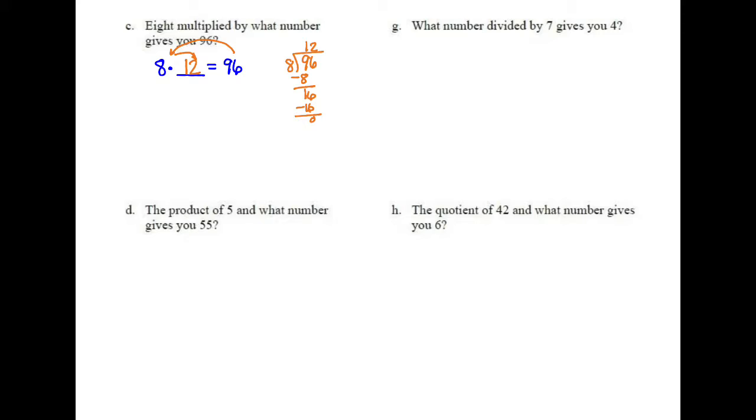Okay, let's go down. So the product of 5 and what number? So we're timesing. Gives you 55. Okay, so we're going to do the same thing to find our answer. We're going to undo multiply by dividing. So 55 divided by 5. You probably already know that, but let's go ahead and do it. 5 goes into 5 once. Bring your 5 down. 5 goes into 5 once. So the answer is 11, because 5 times 11 gives you 55.